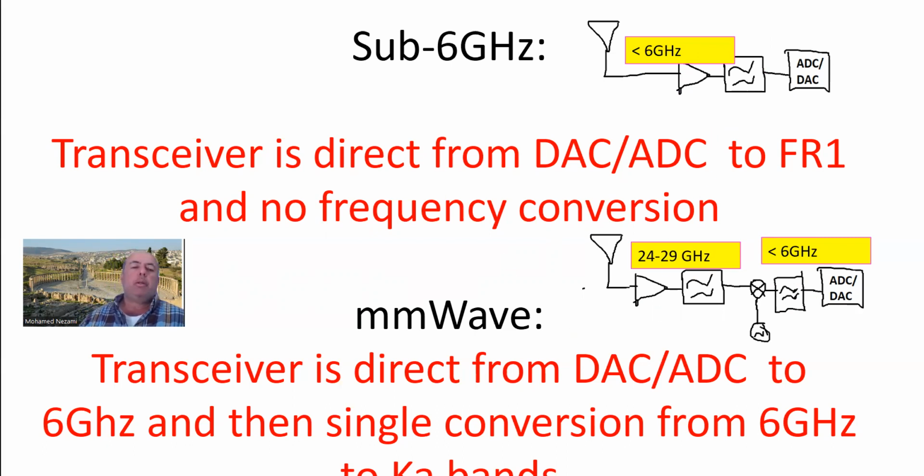So I'm going to demonstrate a multi-antenna, multi-input, multi-output array transceiver at the sub-6 gigahertz, and then what we will do is extend that so that with a single frequency translation we go up to Ka band, these millimeter wave bands.